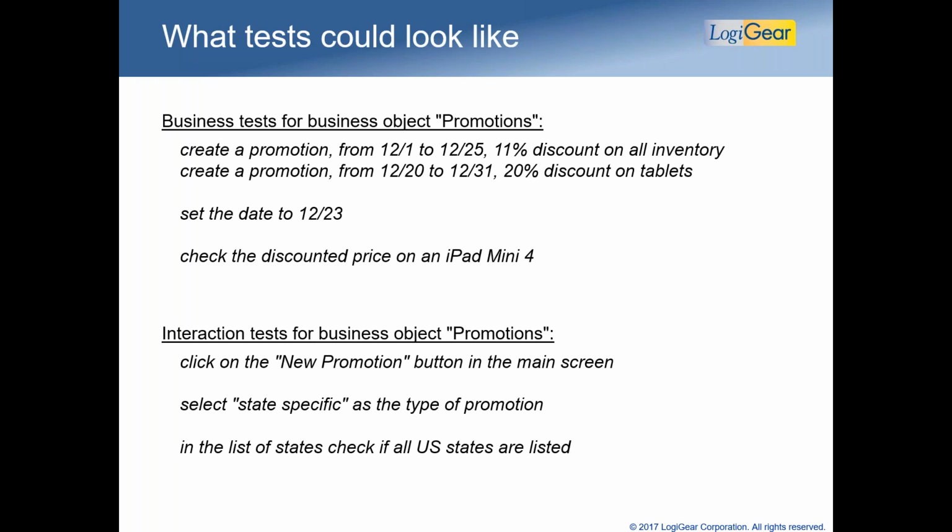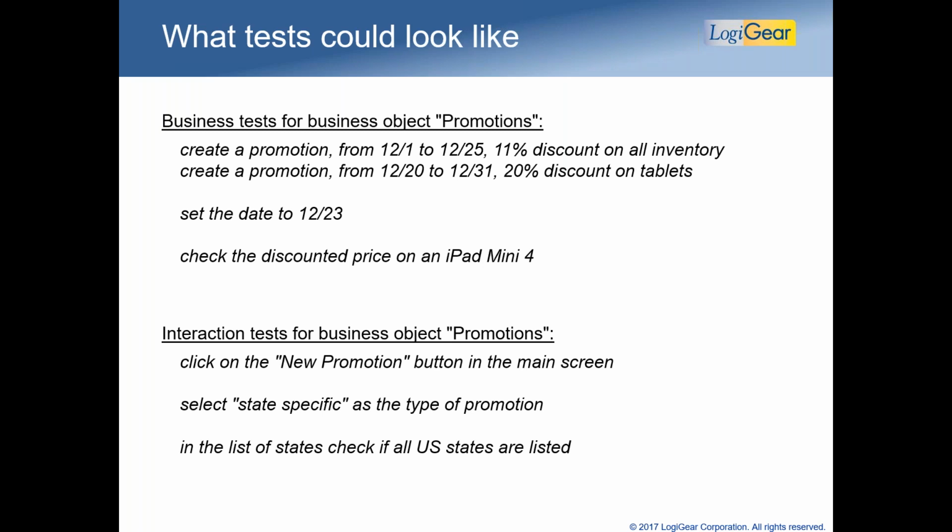So here is an example of what kind of test you could see. A business test will talk about the business. It will not talk about buttons and trees and tables and whatever have you. So I create a promotion. It goes from December 1st to December 25. So a Christmas promotion, 11% discount on all inventory. I'm in a generous mood. And then I have an extra promotion. This runs from the 20th to 23rd of December. 20% discount on only the tablets.